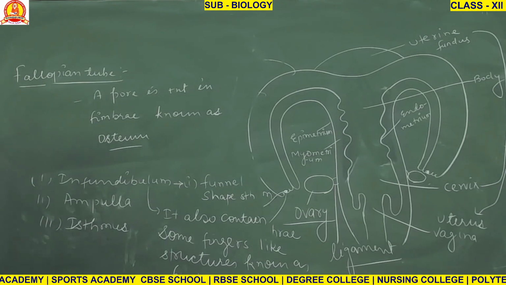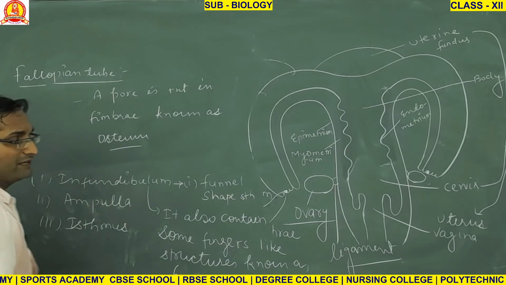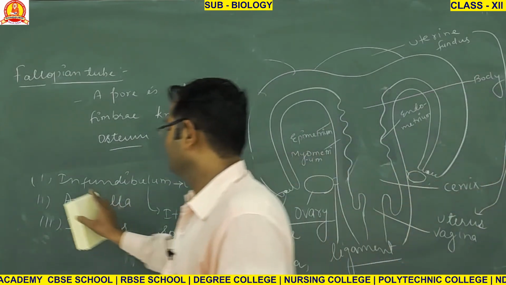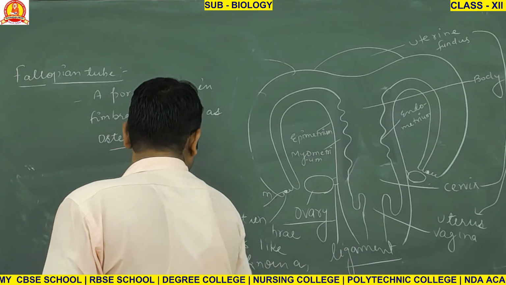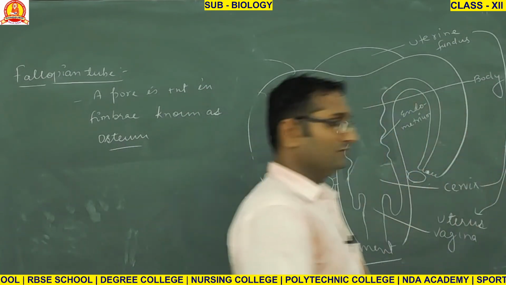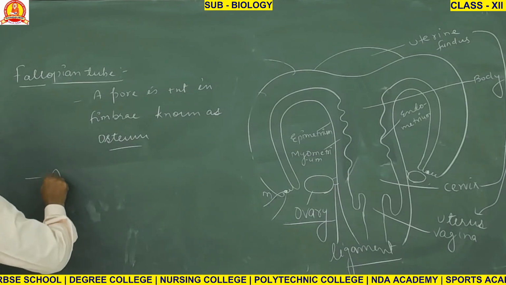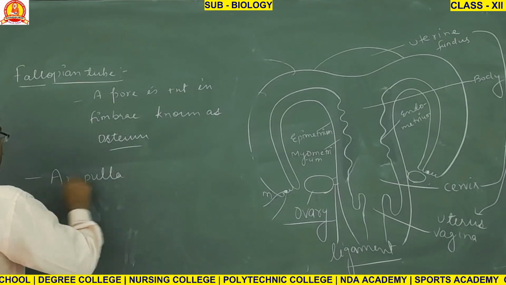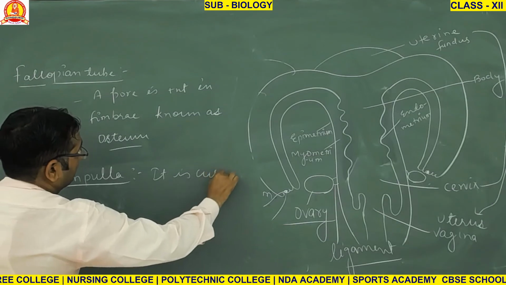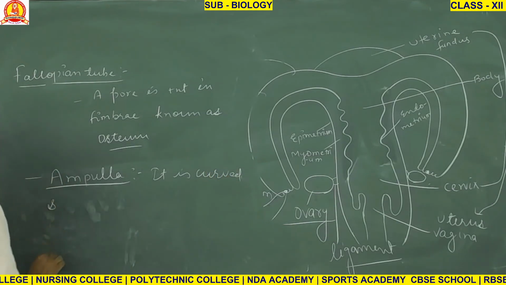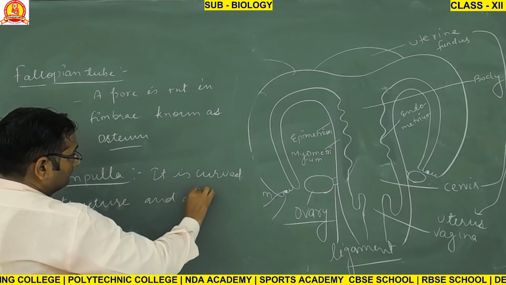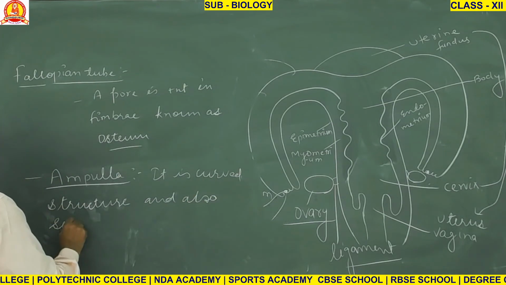After this, the second part is ampulla. Ampulla is a curved structure and it is also the site of fertilization.